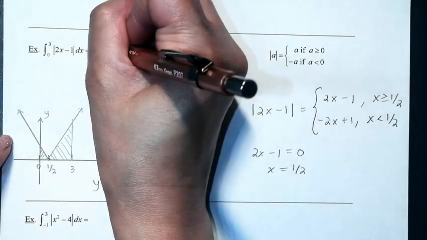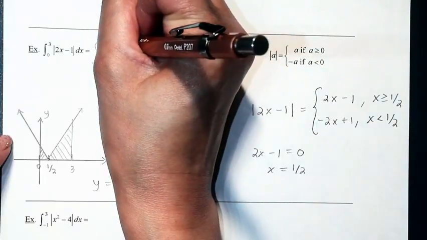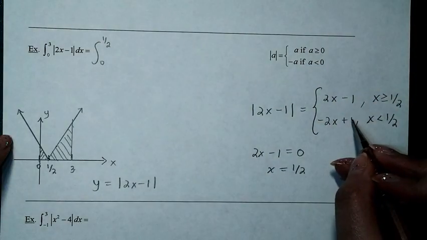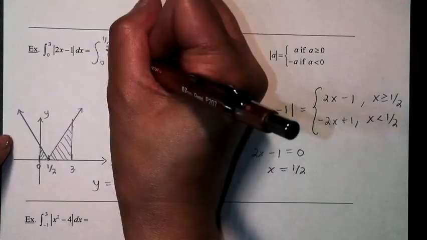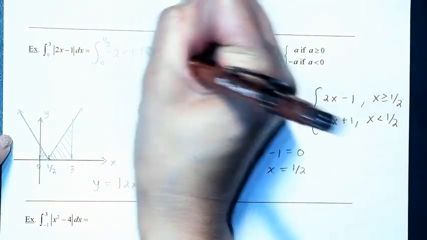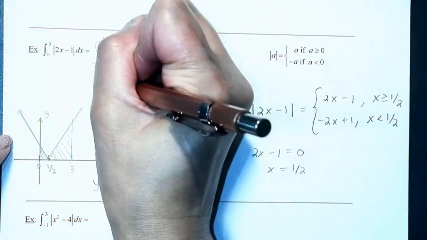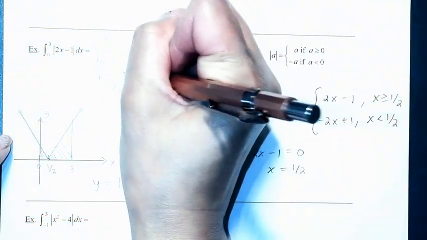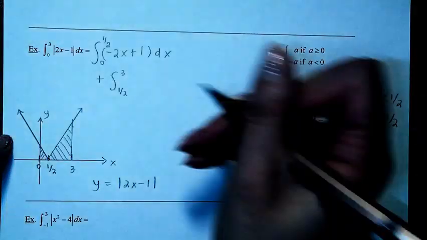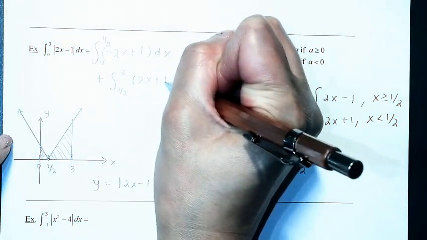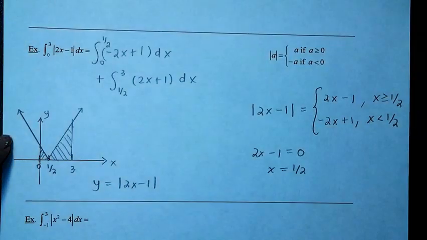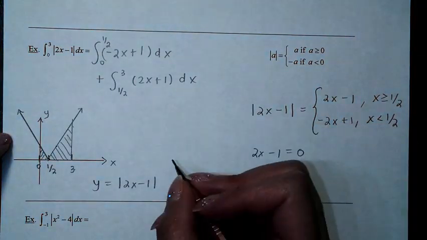So what you have here is the integral from 0 to 1/2 of what? Which one of the 2 are you using? You're going to use the negative, so it's going to be negative 2x plus 1, and all of this dx. And then you're going to have plus the integral from 1/2 to, what was it, 3, and then you're going to use the positive one, 2x plus 1 dx. Do you see it? Then you are going to integrate the situation, right?